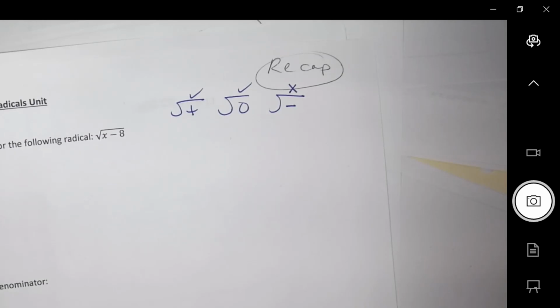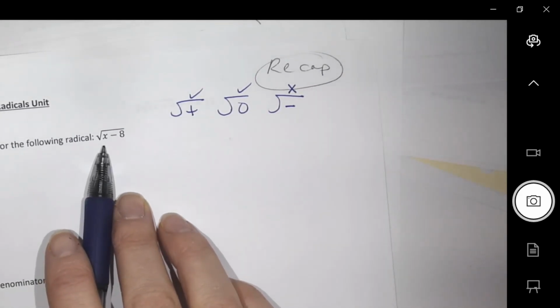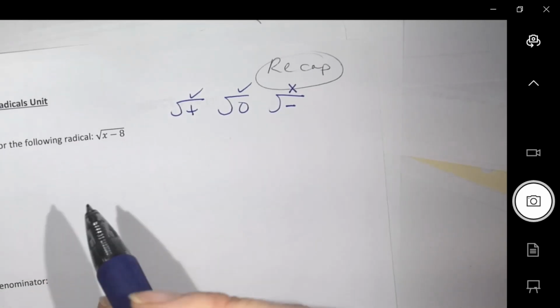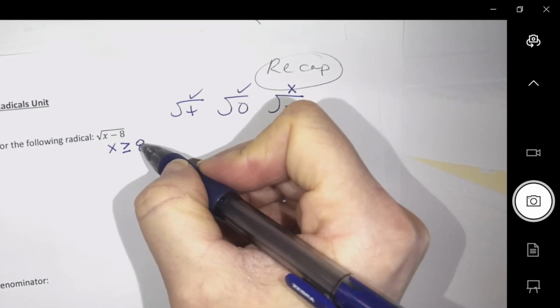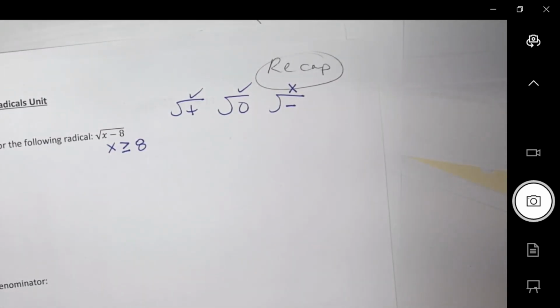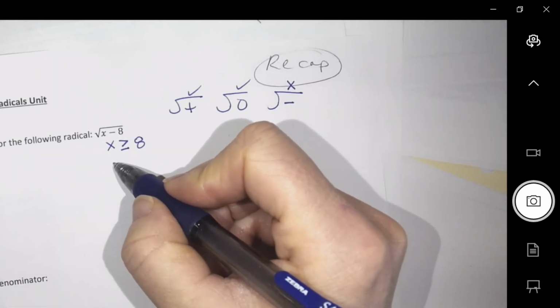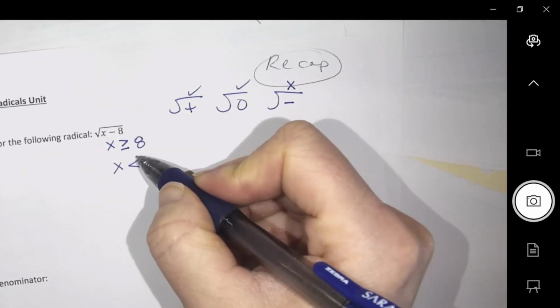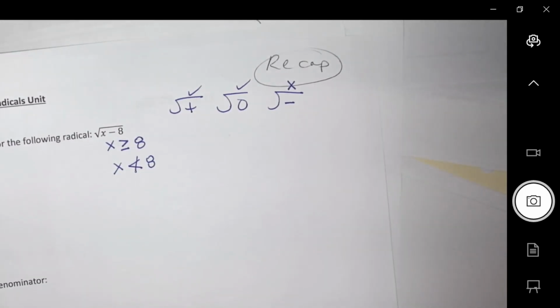Okay, so what values are not good or which ones work? What do we know about x here? X is greater than or equal to 8. X would have to be bigger than or equal to 8. You could have also told me this: X is not allowed to be less than 8. That's the same thing, right? So either one.